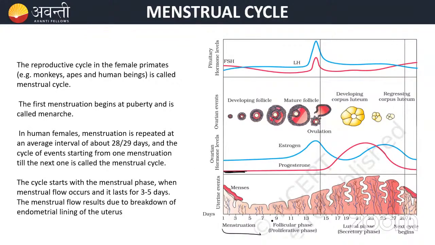Now, after the 5th day, the follicular phase starts, which is also known as the proliferative phase. During this phase, follicle development takes place. That means from the primordial follicle to the primary follicle, then the secondary follicle, tertiary follicle, and then the Graafian follicle.